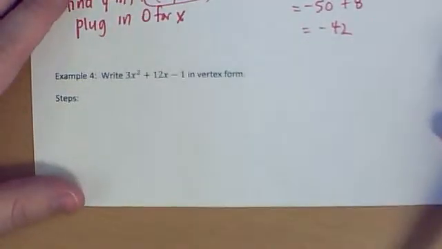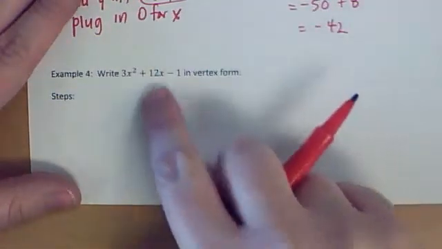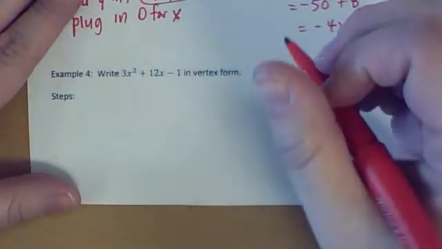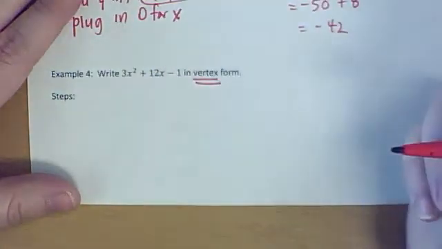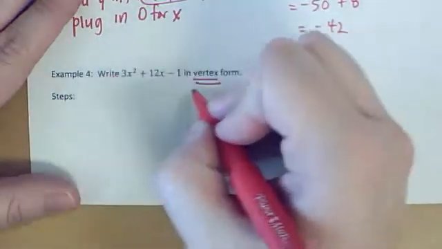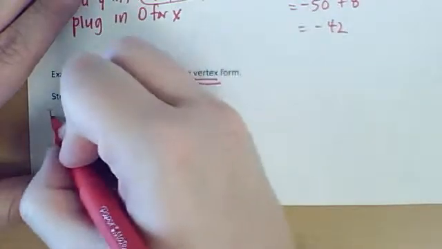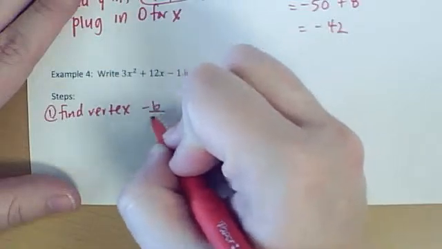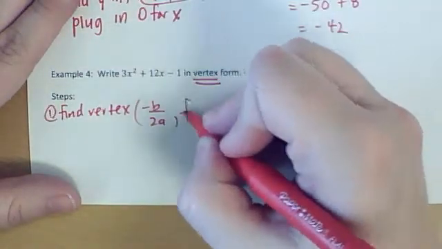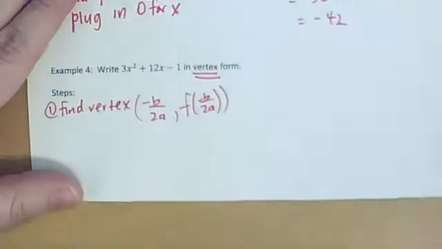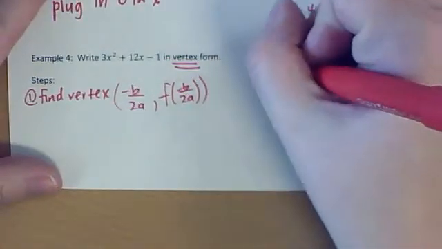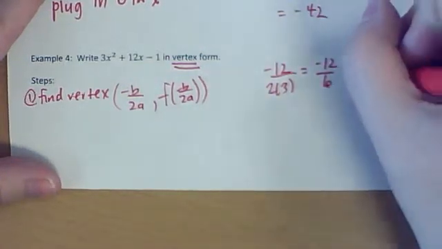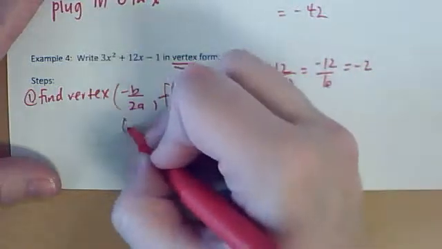Alright, last but not least is example 4, where I want to write from standard form into vertex form. So I have 3x squared plus 12x minus 1. So in order for me to write it in vertex form, I need the vertex. Well, when we did something like this yesterday, we did the negative b over 2a process. So that gave me the x value of the vertex, and then to figure out what the y value is, we took it and plugged it back in. So that's what I'm going to do here. So I have -12 over 2 times 3, which is -12 over 6, which is -2. So there's your x value of your vertex.